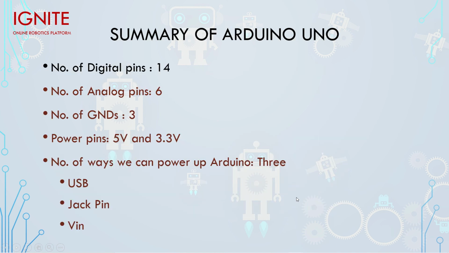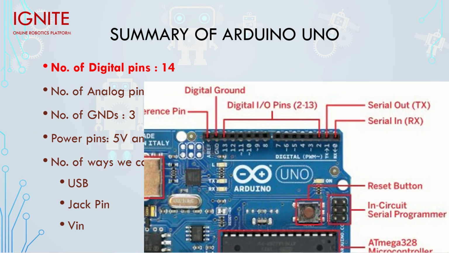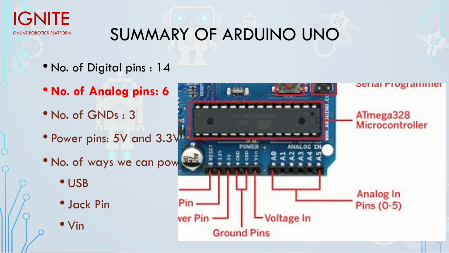So now, summary of what we have discussed, let's discuss it again. Summary: what is the number of digital pins in the Arduino? There are 14, 0 to 13, that is digital pins. What are the analog pins? There are 6, 0 to 5, A0 to A5.